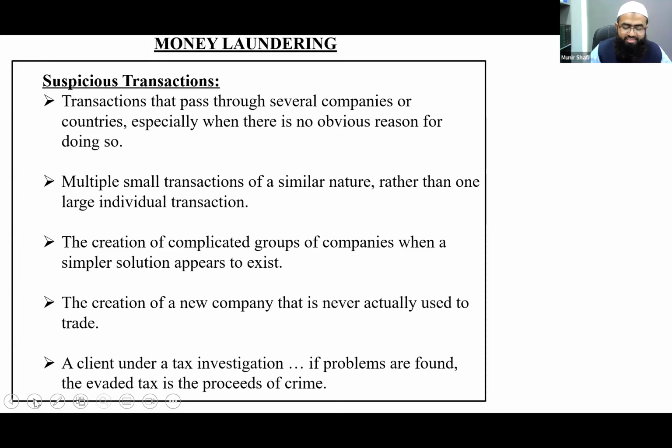The creation of a complicated group of companies when a simpler solution appeared to exist. That's again a very common phenomenon. The parent company has established 6 group companies. And whenever the parent company needs to increase the sale, they give a bulk quantity to any of their group companies, and the group companies have to accept it because they're getting it on credit. But the parent company might still be showing it as their sale.